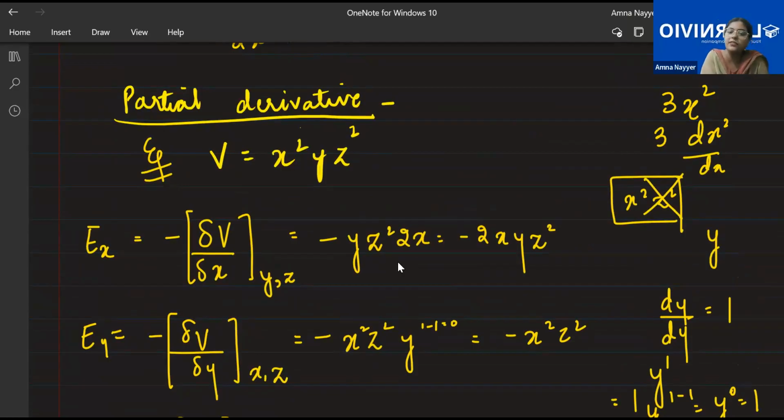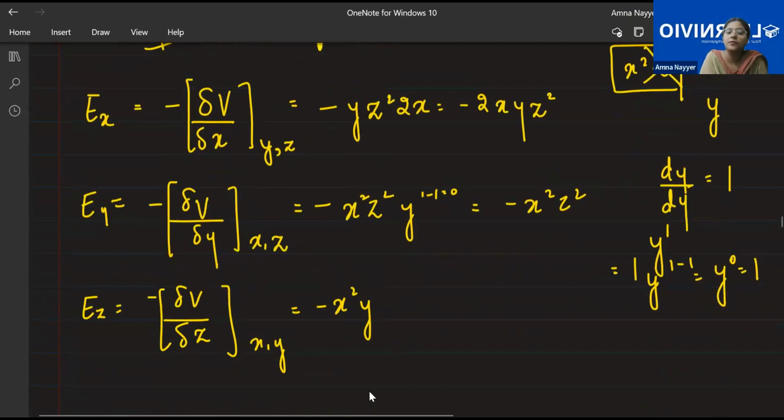Yes, class. What will be the differential of z square? 2z. Very good. So this will be 2z. Yes, Ali. Right. It will be 2z. So we have the value minus 2x square y z.